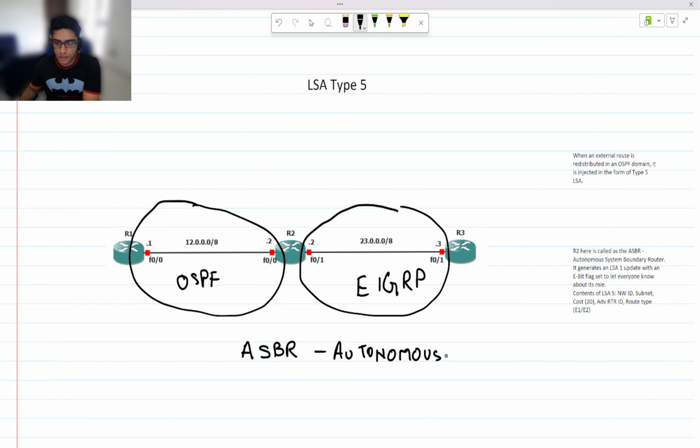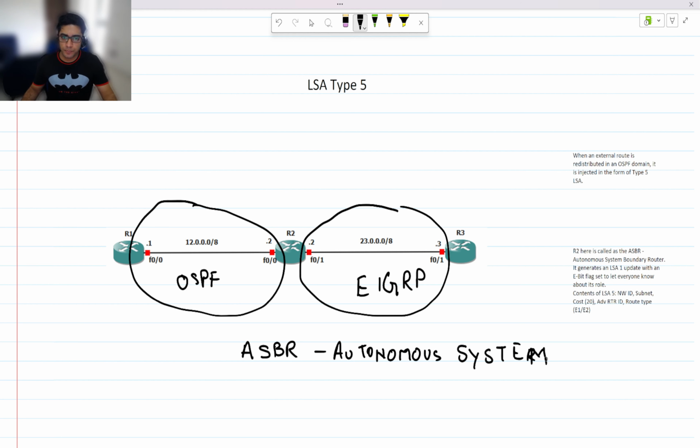Autonomous System Boundary Router. Just like we had an ABR in LSA number 3, similarly we have an ASBR for routers which connect two different autonomous systems. When I'm talking about a different autonomous system, I mean it can be any other non-OSPF network. It can be EIGRP, it can be IS-IS, it can be BGP, or it can be RIP, anything. So it should be a non-OSPF network when the ASBR creates a type 5 LSA.